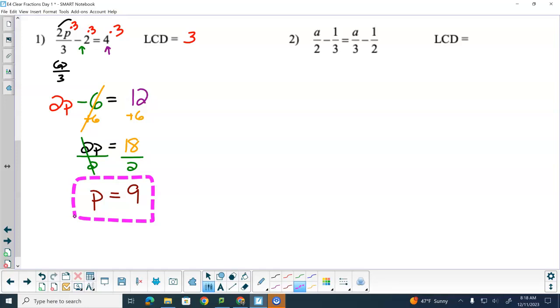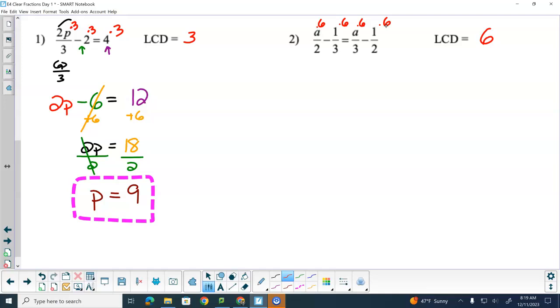None? All right. Looking at number 2. My denominators are 2, 3, 3, and 2. So what is a number, preferably the smallest one, though it doesn't have to be, that both 2 and 3 go into? 6. So 6 is going to be my common denominator. So I'm going to multiply every term by 6, and I'm going to write this in so I don't forget.